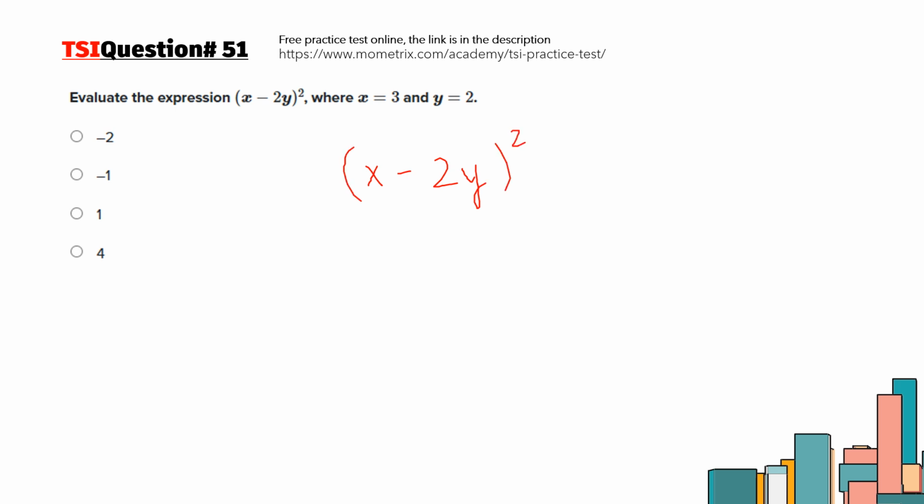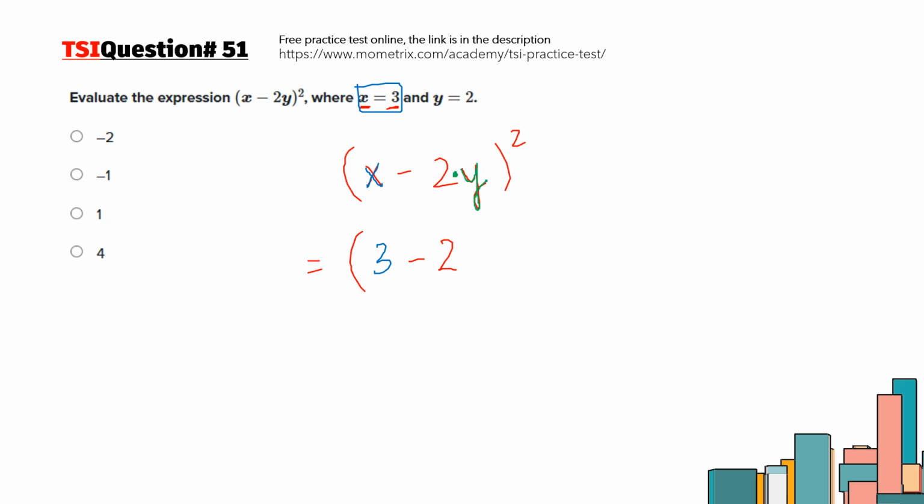all squared. So they say x is equal to 3. When you see x, you replace x with 3. So let's replace it. We have x equal 3, so when you see x, you plug in 3, okay? Let's try this one again, minus 2. And then you see y right here.